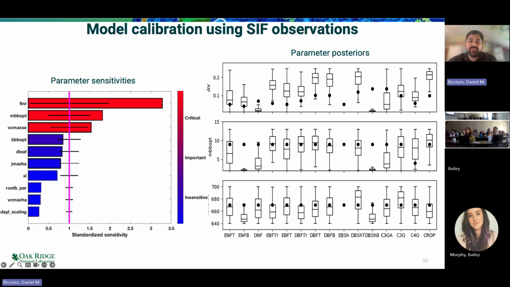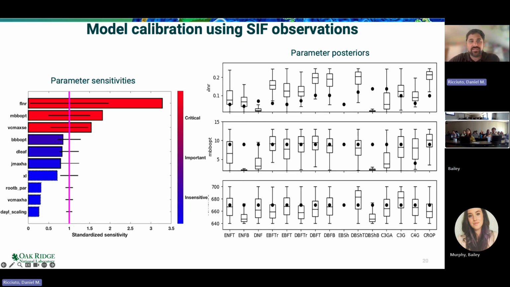For the other two parameters, they're not quite as sensitive. There's a little bit less information, and so the uncertainty ranges tend to be a bit higher, and we see in most cases less deviation from where the default values were.